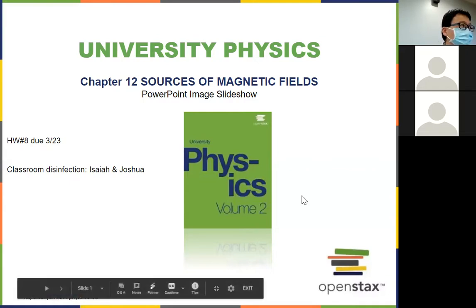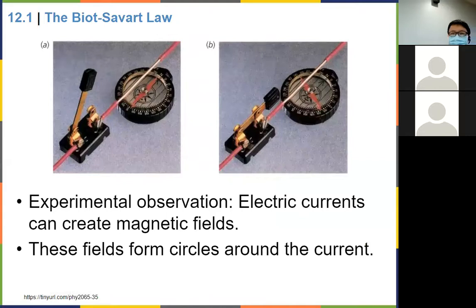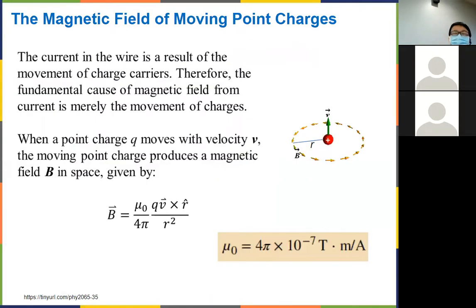So let's take a look at what we learned last time. We started with the fact that if you have current, you will have an induced field, and pretty much the origin of current is moving charged particles. So the real origin of the magnetic field is moving charged particles.